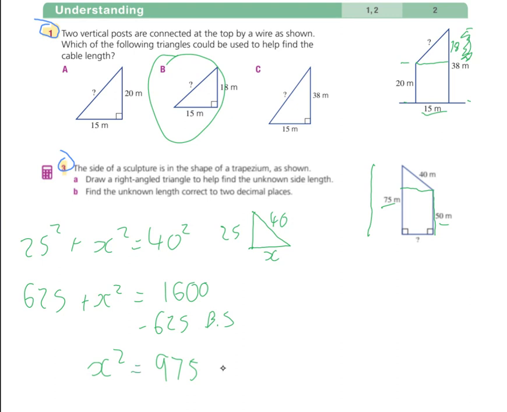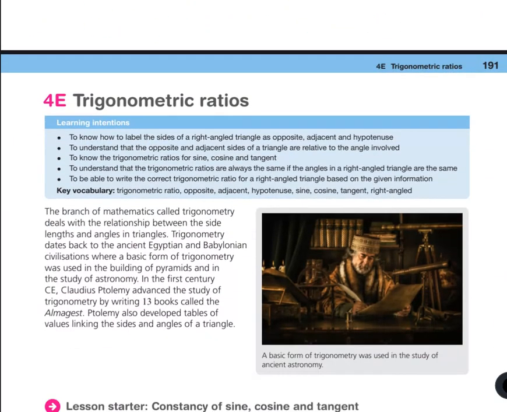Then you have to square root both sides. And then you're going to get x equals square root 975, which is 31.224. 31.22. There's that one. Alright, onwards we go.